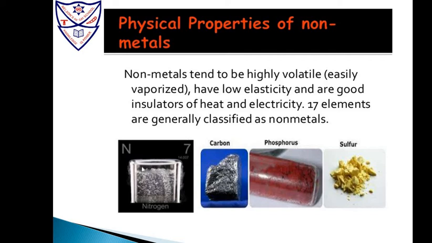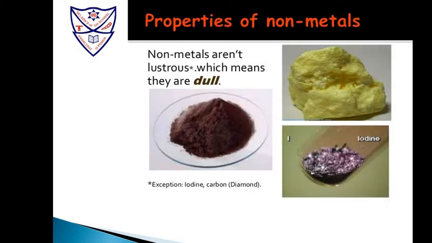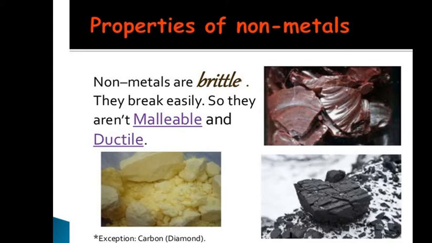So these are the examples. Nitrogen, carbon, phosphorus, sulfur are some examples of non-metals. A property of non-metals is a dull appearance, dull color. You can see here iodine in powder form, sulfur in ore form. Next property is that they are brittle, and can break easily. If you hammer a non-metal, it can break easily. It's brittle, so they are not malleable and ductile.